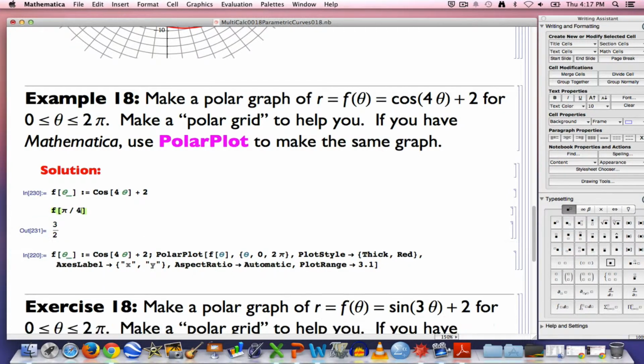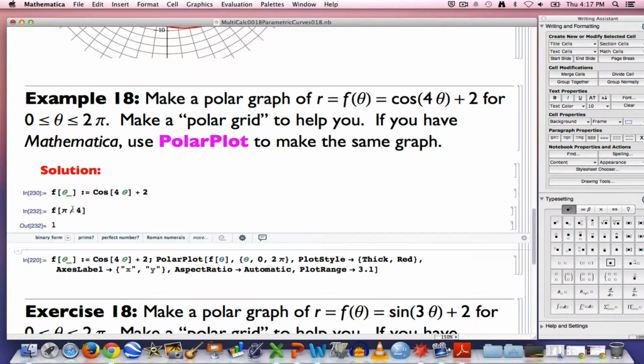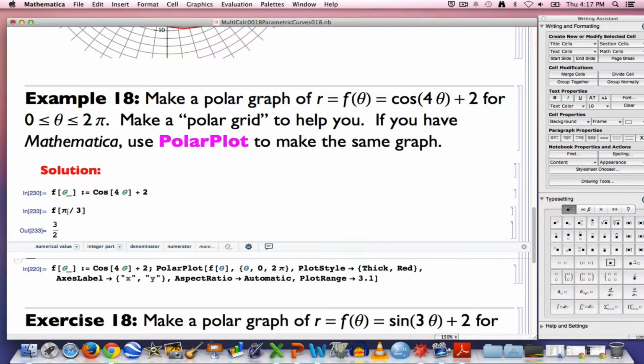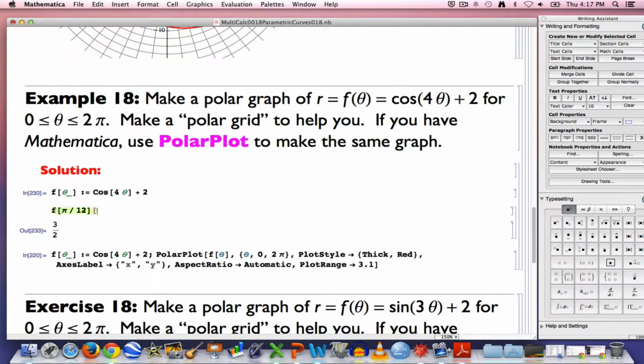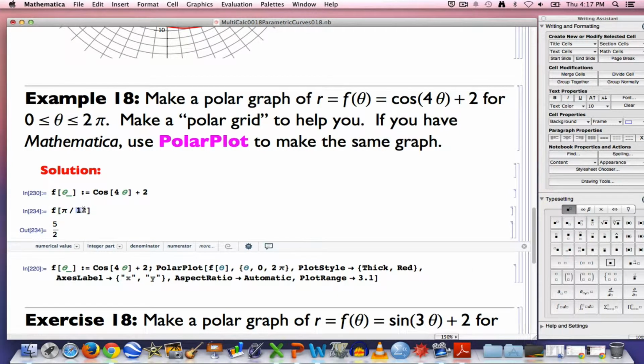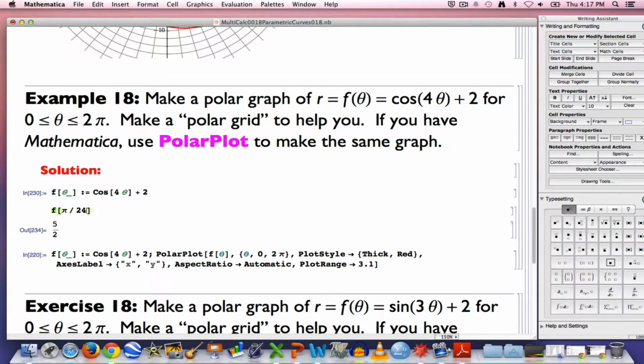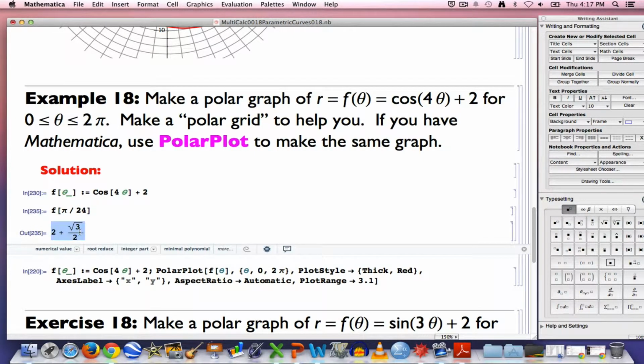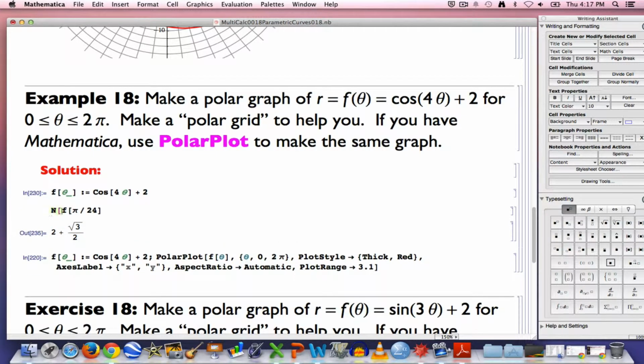At pi over 4, let's see, did I enter this function? Yes, I did. Pi over 4, it looks like it's 1. At pi over 3, it's 3 halves. What about pi over 12, perhaps? Something like that. What do we get? Let's try pi over 24. Here we get something more interesting: 2 plus square root of 3 over 2. You probably want to approximate those things.